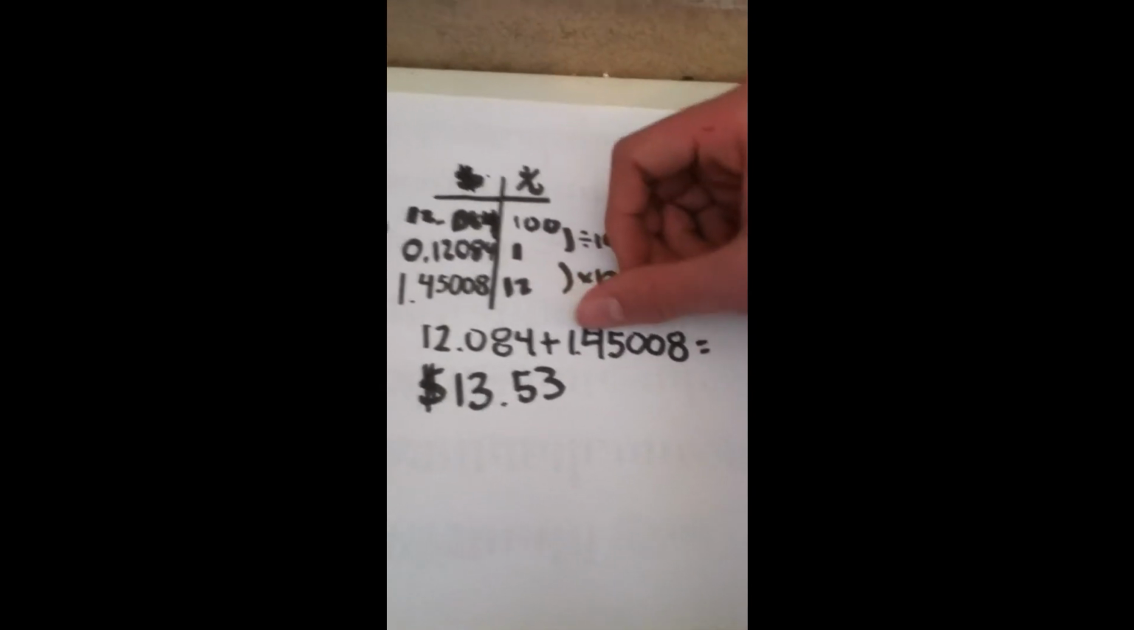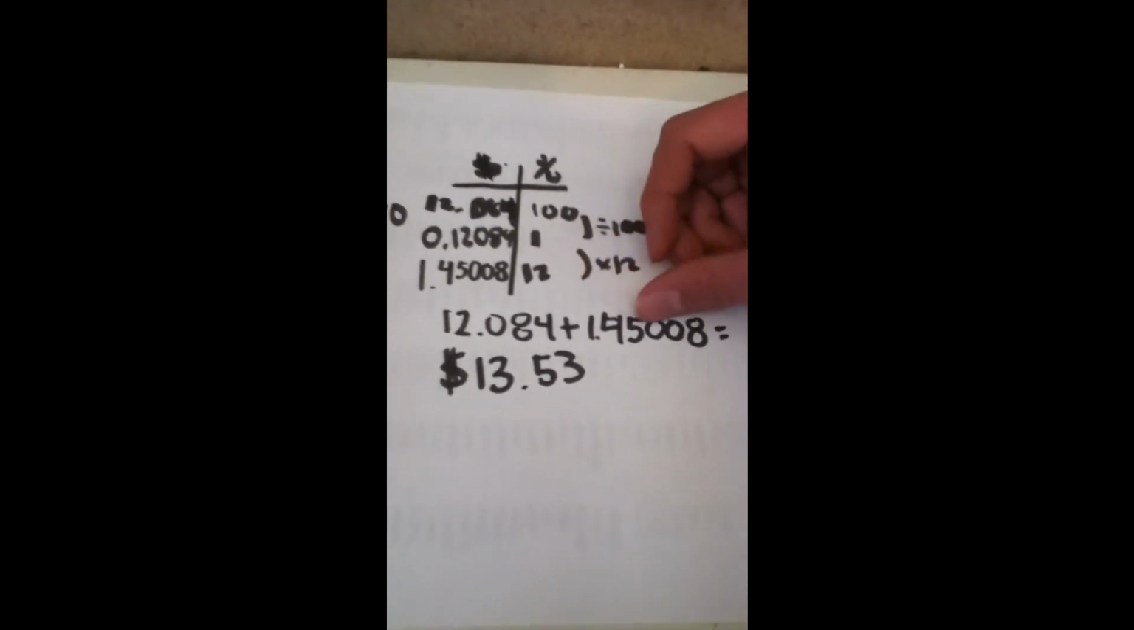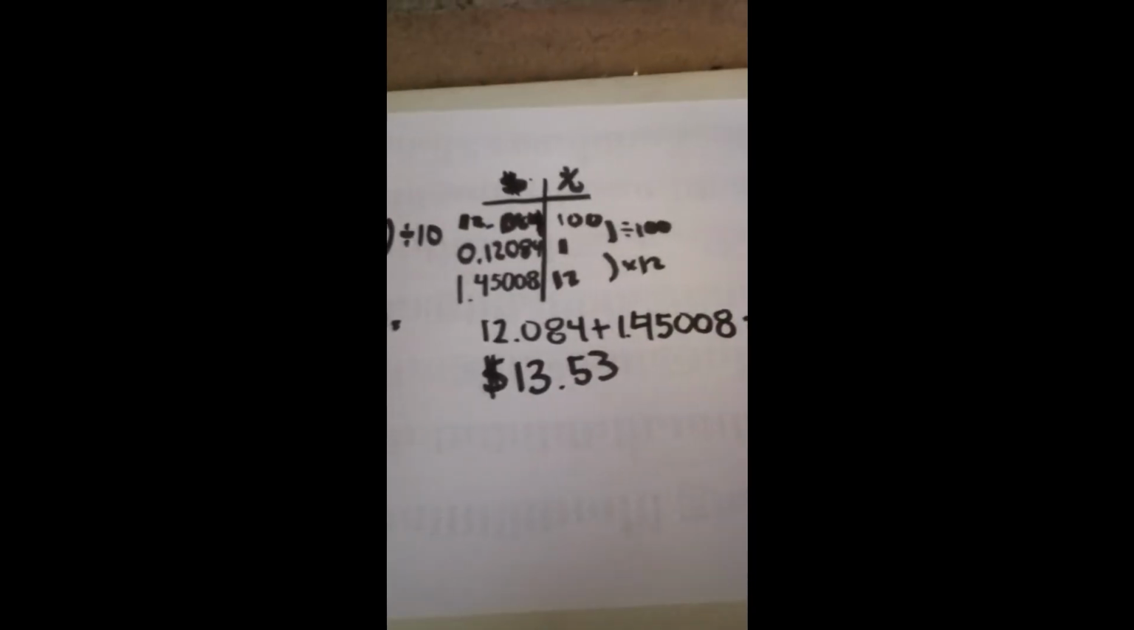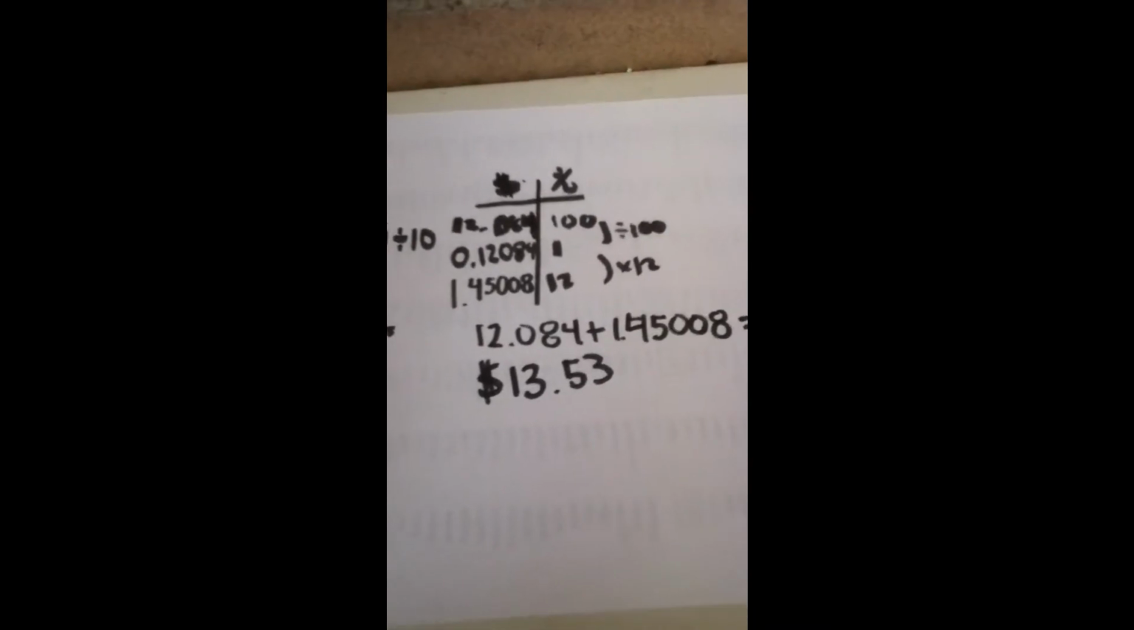Then after all of that, I did 12.084 plus 1.45008 equals 13.53, but that was rounded. So that's what the game total was.